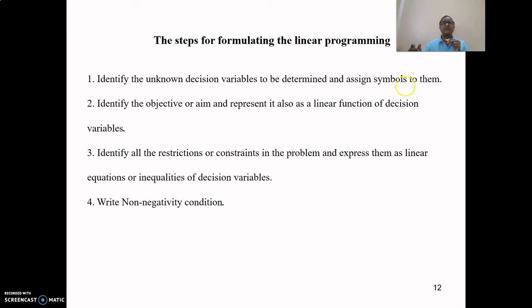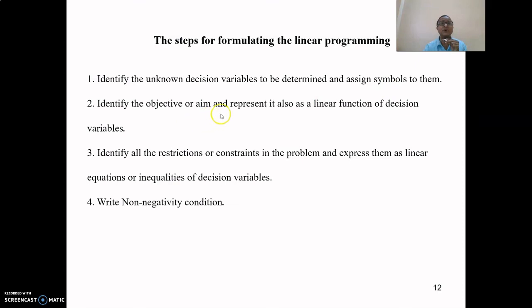So here the variable is the production of the part or component. That is the meaning of identifying the decision variables and assigning them alphabets like x1, x2, x3 as per the number of products. Product P is x1, product Q is x2, product R is x3, etc.